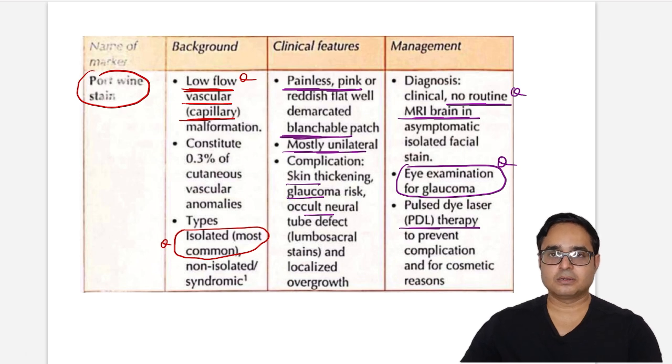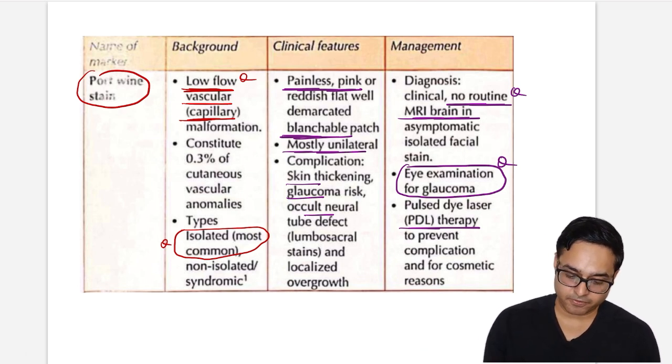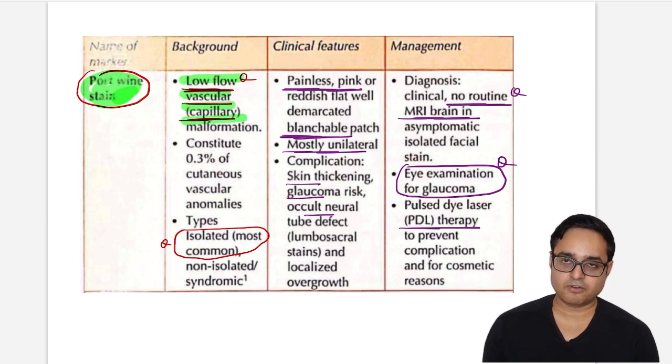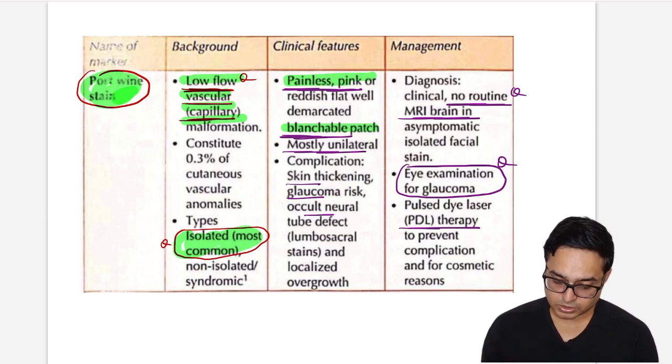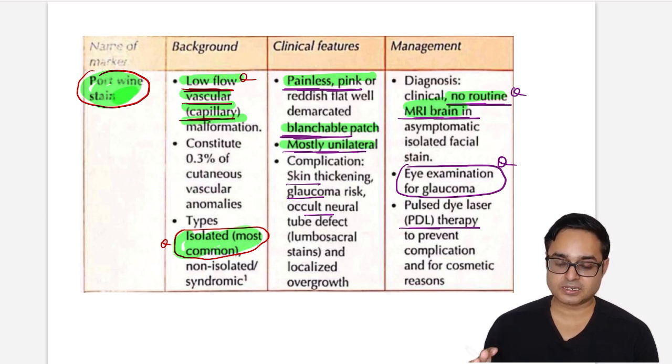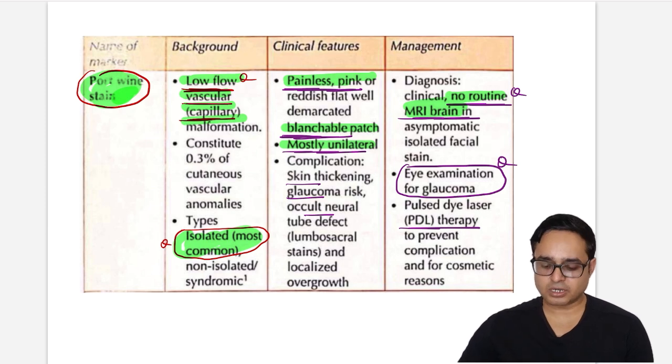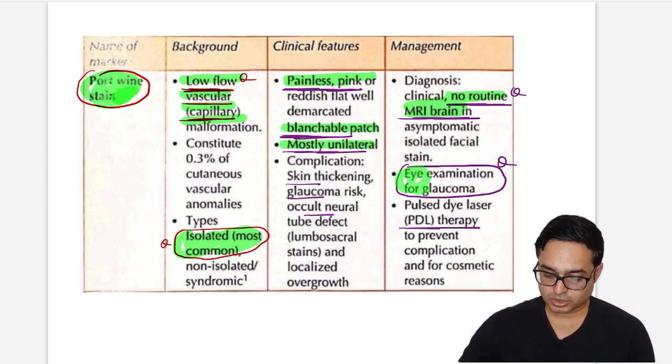Okay, some other skin lesions we need to remember. First is port wine stain. So what is a port wine stain? The definition was previously asked: it is a low flow vascular capillary malformation. So you have to remember this. Isolated or non-isolated forms are found, but isolated port wine stain is most common. It is painless and pink. You have to remember port wine stain is blanchable. A statement-based question can be asked. It is mostly unilateral. No routine MRI of the brain is required in asymptomatic facial stain. This was a PYQ. In port wine stain, we generally don't require MRI, but you have to do an eye examination for glaucoma.